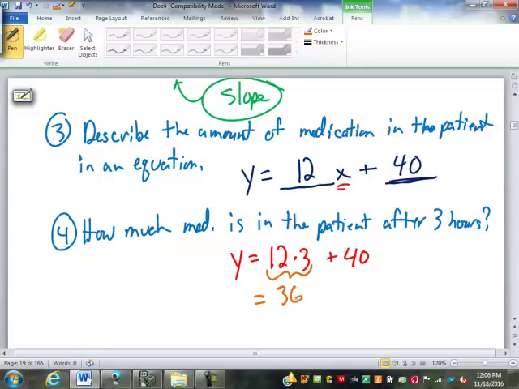12 times 3 is 36, plus 40 is 76. So after 3 hours, there are 76 milliliters of medication in the patient.